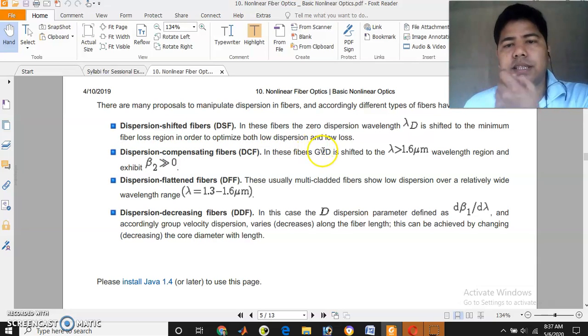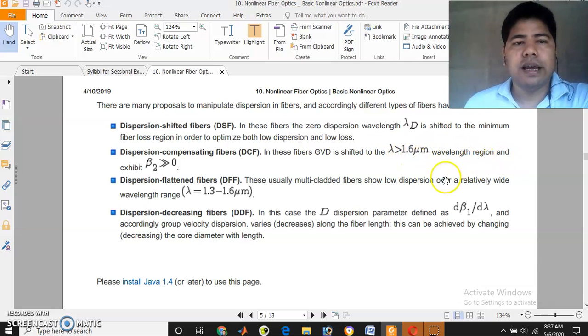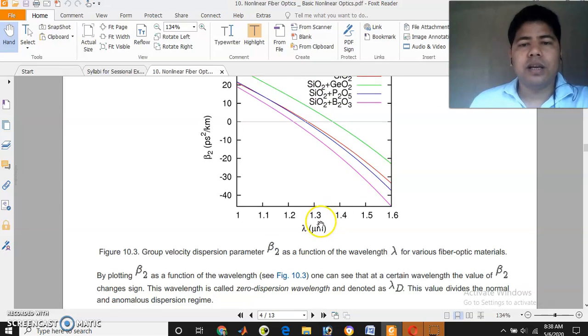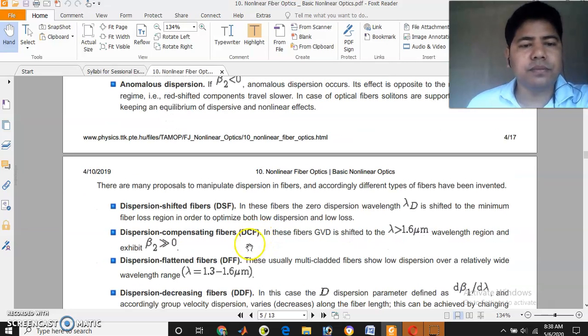In these fibers, group velocity dispersion is shifted to lambda less than 1.6 micron wavelength region, and exhibits beta 2 much larger than 0, much positive. If beta 2 is positive, then it will be normal dispersion. If lambda is above 1.6 micrometer, what will happen? Then beta 2 will be negative, and that will be an anomalous dispersion.